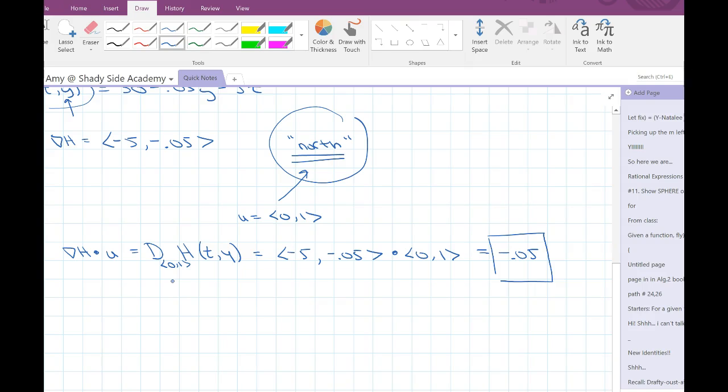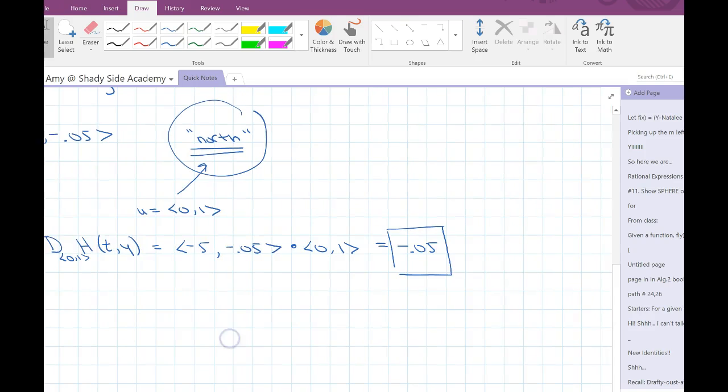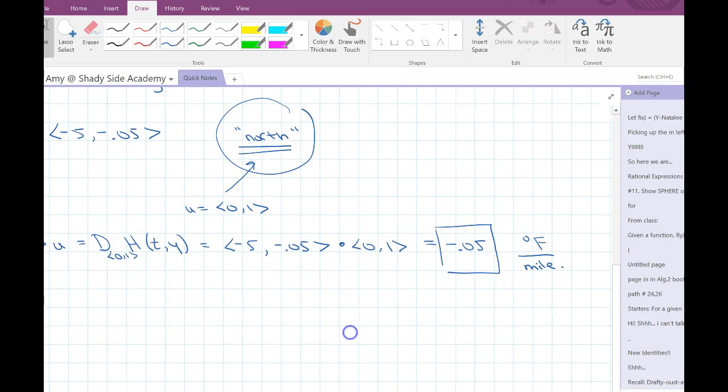So this is the rate of change of temperature, right? The rate of change in degrees Celsius as a function of the distance you travel in the direction of vector u. So the units are degrees Fahrenheit per mile. The temperature will be dropping at a rate of negative 0.05 degrees Fahrenheit for every mile this poor moose travels in this direction, which is due north.